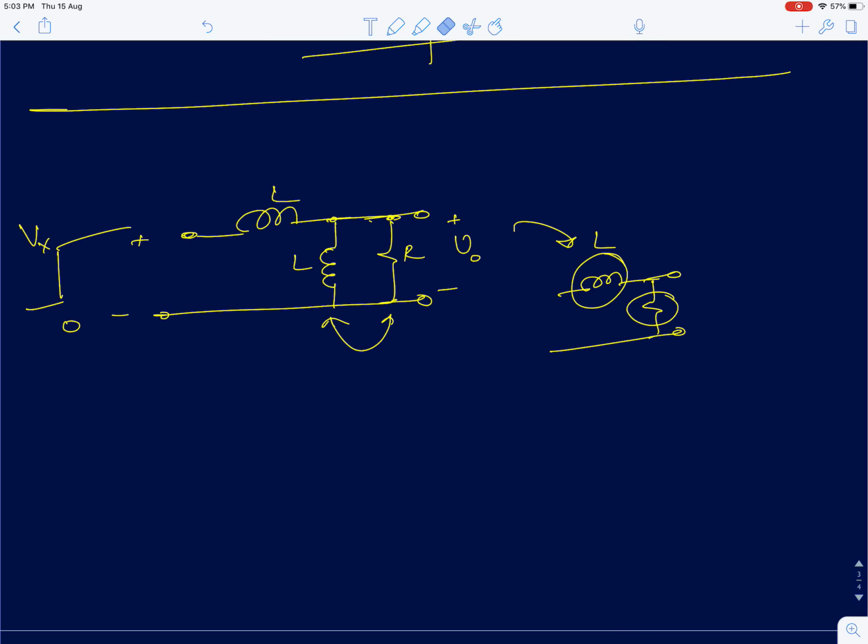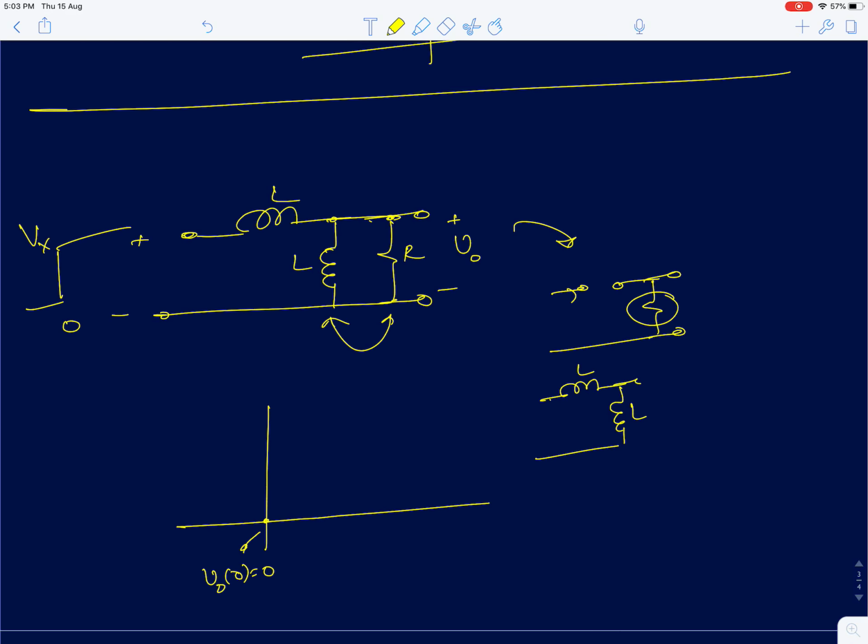Now for sudden changes, again this inductor is an open circuit. So the current through the resistor is 0. So the output voltage will be 0. So V naught of 0 is 0. In the steady state, the circuit will simply reduce to 2 inductors. I can ignore the resistor, because when you have an inductor in parallel with the resistor, the low frequency impedance or the DC impedance of an inductor is almost 0. So anything you connect in parallel doesn't matter. So for this the gain is again half.